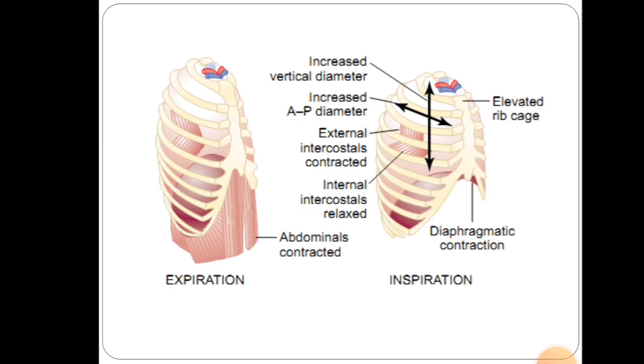So in inspiration, there is diaphragmatic contraction, elevation of the rib cage, increased vertical diameter, increased anteroposterior diameter, and external intercostal contraction, but the internal intercostals are relaxed. And during expiration, there is contraction of the abdominals and internal intercostals.